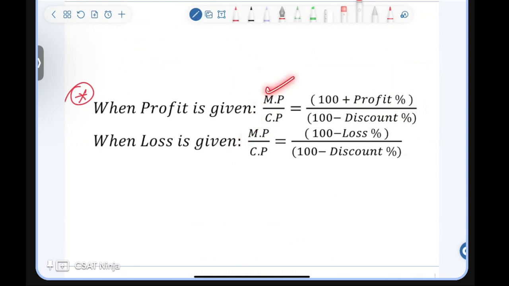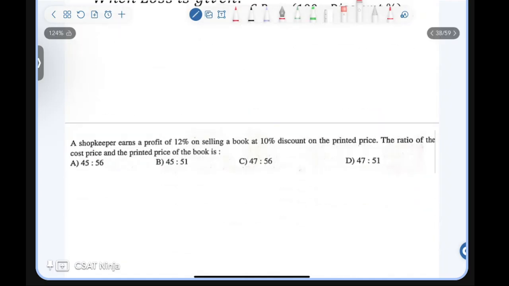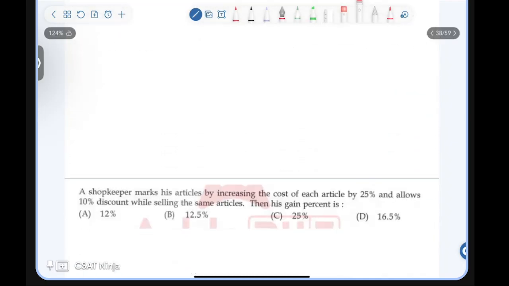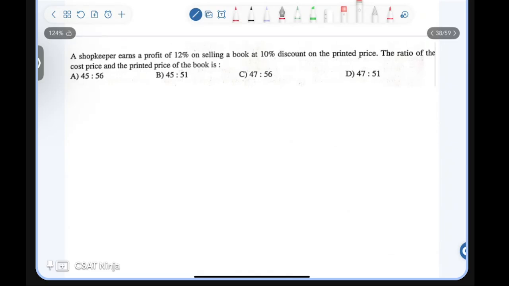When there is mark price, cost price, profit, and discount, or sometimes there may be loss and discount, and mark price and cost price are given. Okay, so let's try some questions here. I have two questions which were asked in NPSC.